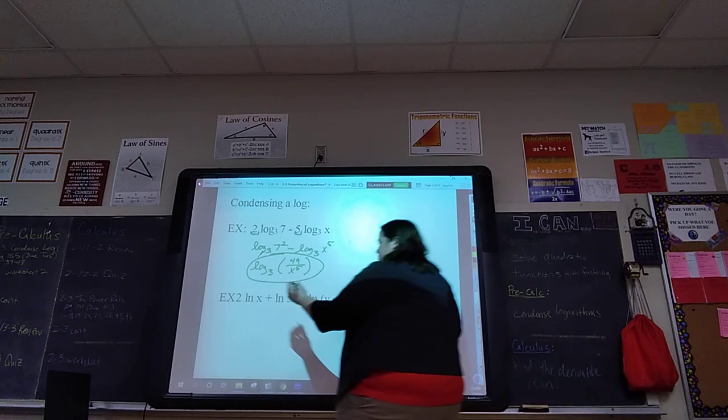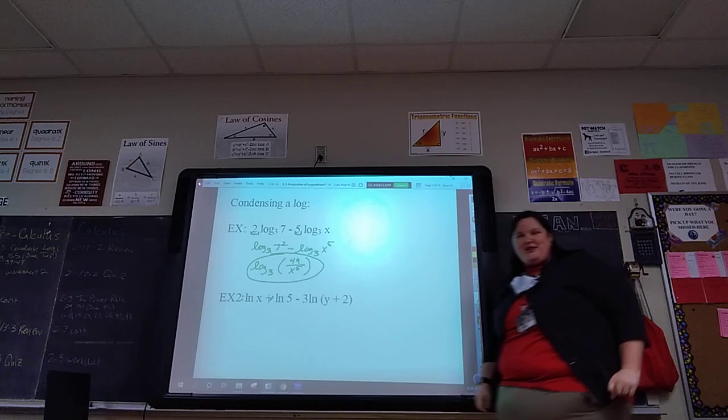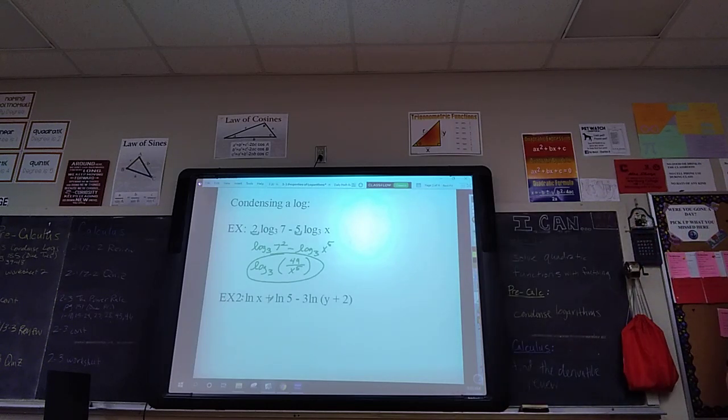Real quick, there's supposed to be a colon here. Example 2. Oh, 2's not worth the ln. I just noticed that.